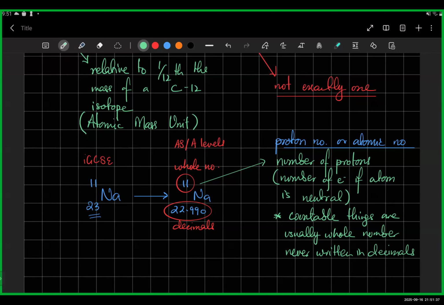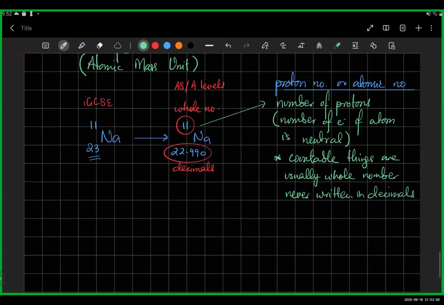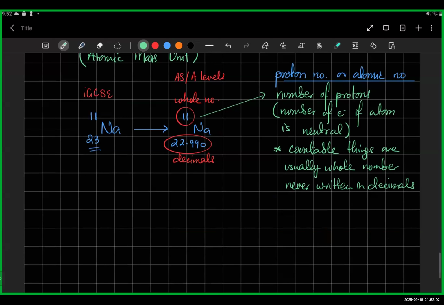So the proton number or the atomic number, it's you counting the number of protons. So you either have four protons or five protons, or in this case, 11 protons. So that is always going to be a whole number. So in life, never write the proton number in decimals, it's going to be a whole number. That's it. 11. Don't even try writing 11.0. They're going to cut marks for that. Are you following this? Is this clear?